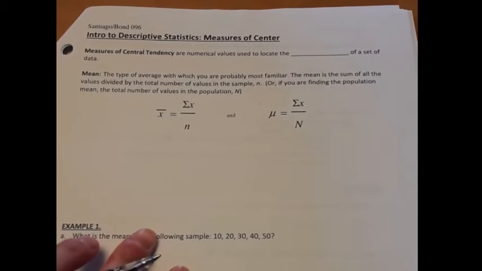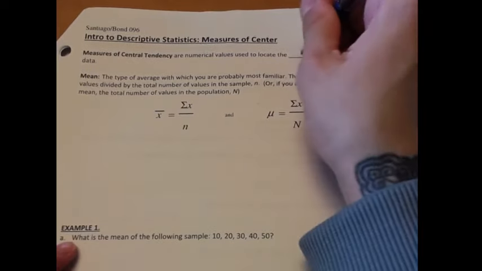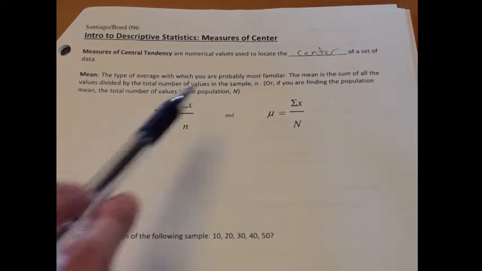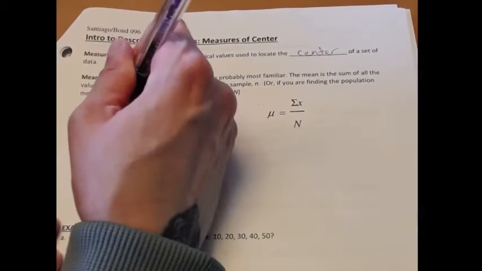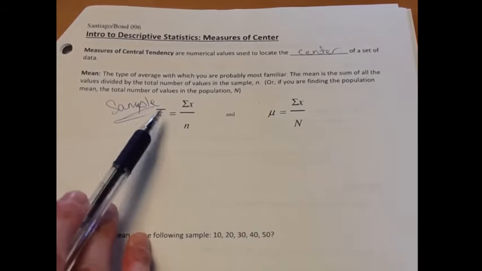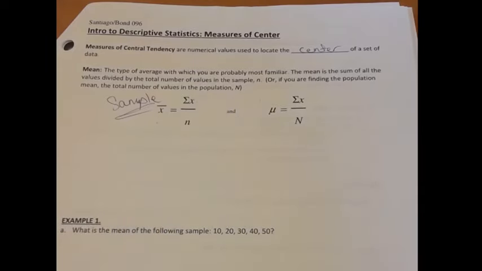Okay, let's take a look at measures of center. Measures of central tendency are numeric values used to locate the center of a set of data, like tending towards the center. We have something called the mean, which I'm sure a lot of you are familiar with. The mean is our average. We have two separate notations depending on whether we're working with a sample or a population. If we are working with a sample, our mean is represented by x bar. Either way, these notations both represent the arithmetic average.